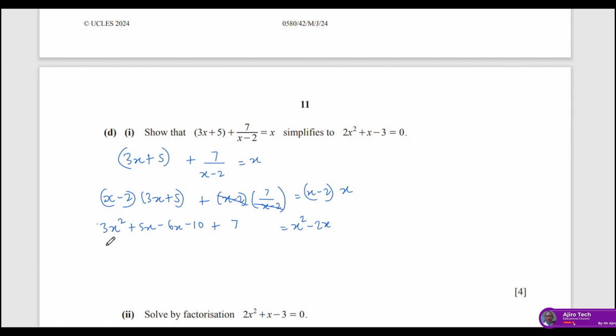Okay, I have 3x squared minus x minus 3 is equal to x squared minus 2x. 3 is all across, 3x squared minus x squared, then minus x plus 2x, then minus 3 equal to 0. This and this subtract, 2x squared, that is plus x, then minus 3 equal to 0.